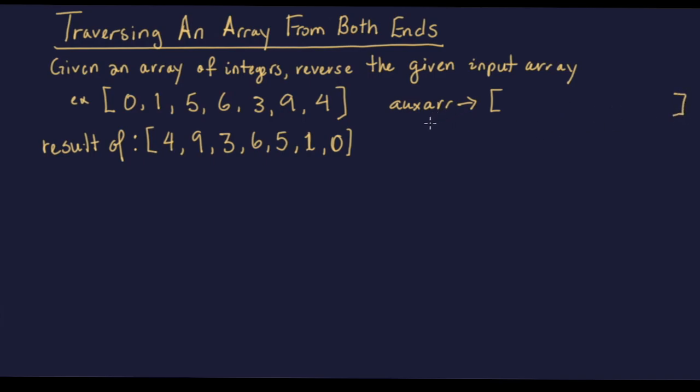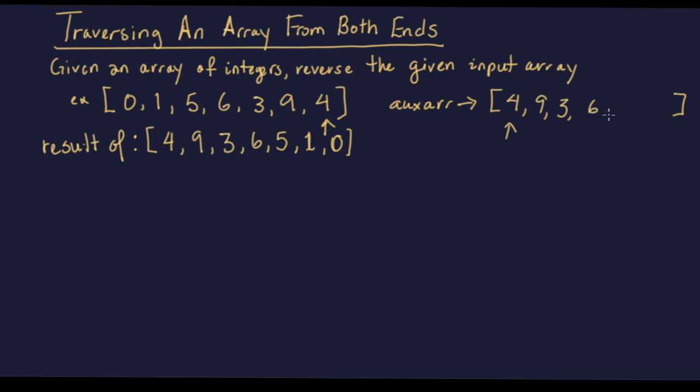And what we want to do is start from the 4 and traverse down to the 0, or start at the end and traverse to the front. And at each iteration, we add that to the beginning of this array. So we'll have a pointer here as well, and a pointer at the end. We'll start from the end of the input array, traverse to the front, and add each element to the auxiliary array, right?